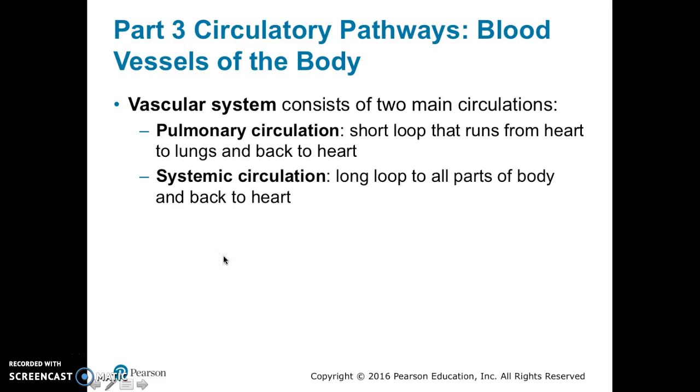The third part of this chapter is our circulatory pathways, the blood vessels of our body. Our vascular system consists of two main circulations. The pulmonary circulation is a short loop that runs from the heart to the lungs and then back to the heart. The systemic circulation is the long loop to all parts of the body and then back to the heart.